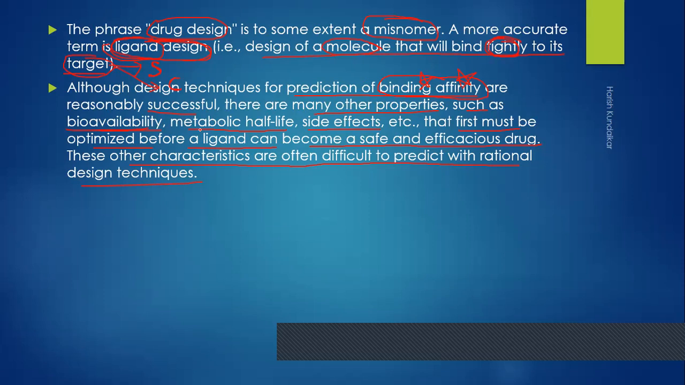For example, a drug might passively diffuse into a cell, but it might be effluxed by the efflux proteins. What will happen? That will hamper bioavailability. So that's the reason why prediction of bioavailability, metabolic half-life, and side effects using computer-aided drug design is slightly difficult. However, prediction of binding affinity is better, and that is what we do.